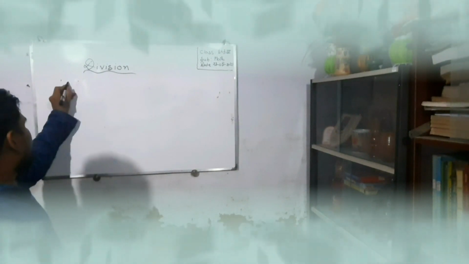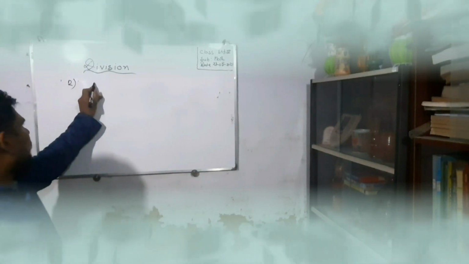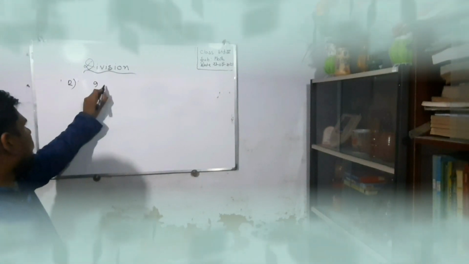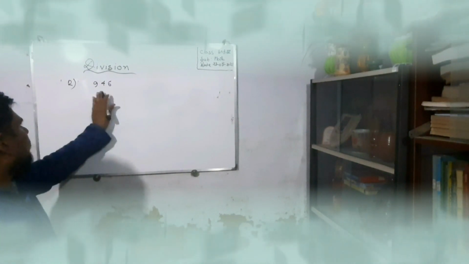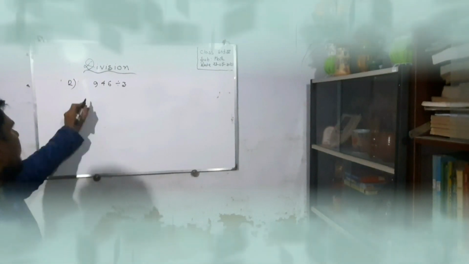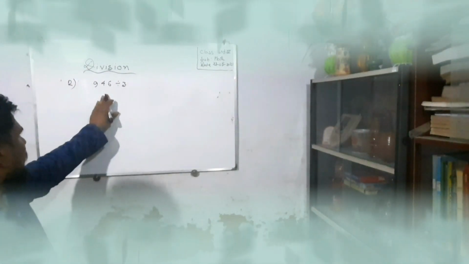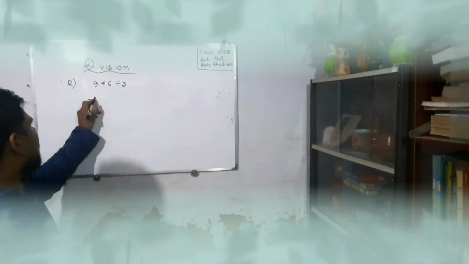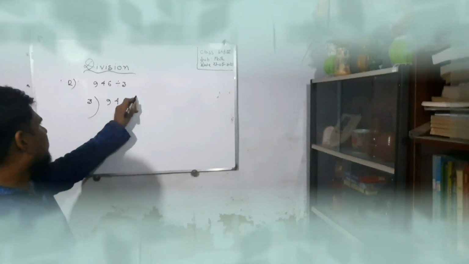Look at another one, number 2. 946 divided by 3. You can solve this by the traditional method. 3 divided by 946.